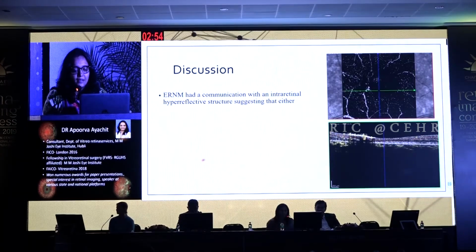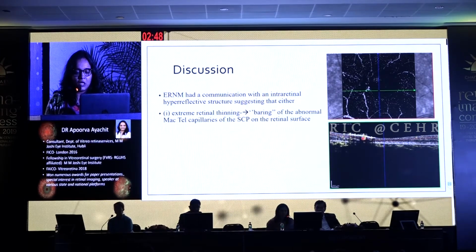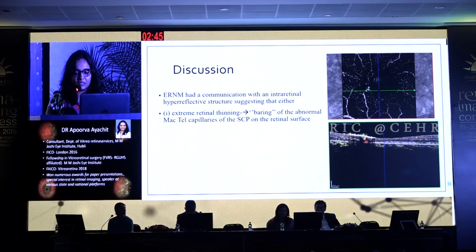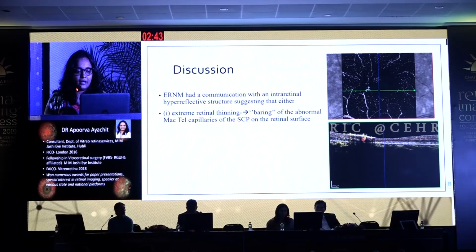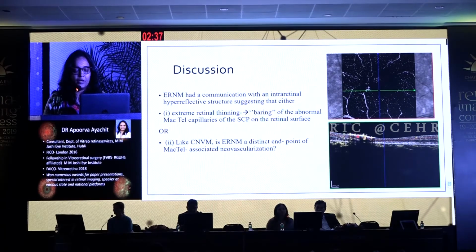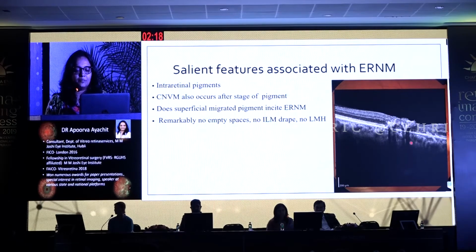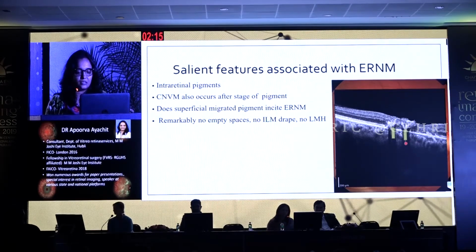So these ERNMs also seem to have a communication with a hyperreflective flow signal, suggesting that probably the MACTEL capillaries of the superficial plexus were getting bared and onto the retinal surface. Or is this membrane a distinct endpoint of MACTEL-associated neovascularization? So what were the salient features with this ERN? All cases had pigment. We know CNVM also occurs after pigment. So we wonder if the superficially migrated pigment incites ERN formation. Remarkably, there were no empty spaces or ILM drape or a lamellar hole in any of our cases.